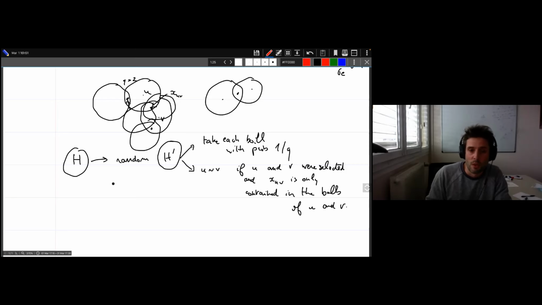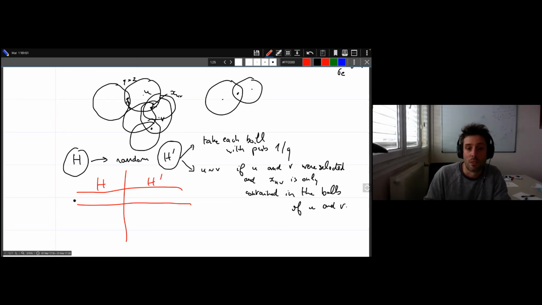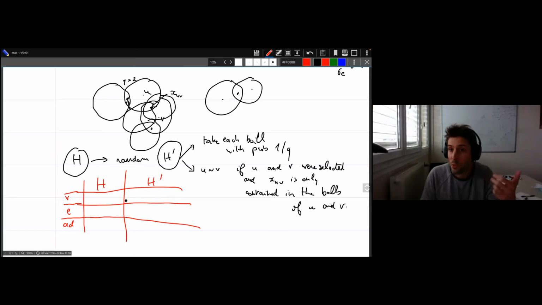All right, so let's say this is H prime. I'm interested in the number of vertices, the number of edges, and the average degree. How do these parameters change from H to H prime? I'm taking each vertex with probability 1 over Q, so in expectation the number of vertices will be divided by Q. The number of vertices of H was P, and now it's P over Q in expectation.